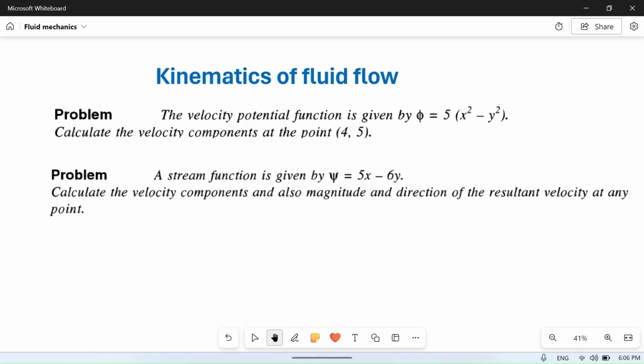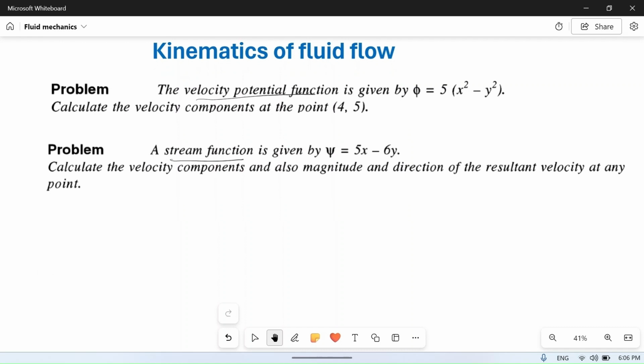So in this video we will solve two numerical problems which are based on the velocity potential function and stream function. Let's read the first problem first. The velocity potential function is given by phi is equal to 5x square minus y square. Calculate the velocity components at the point 4, 5. So x, y is given as 4 and 5.